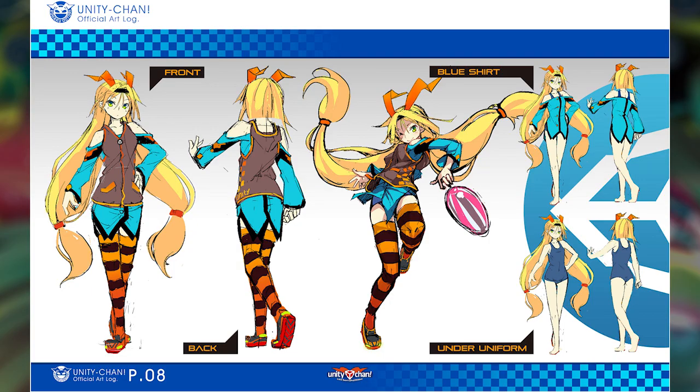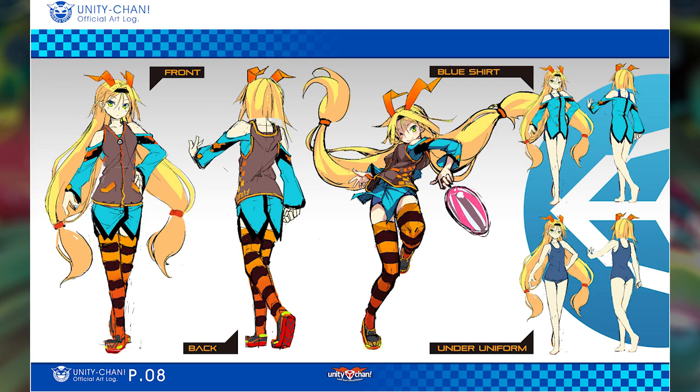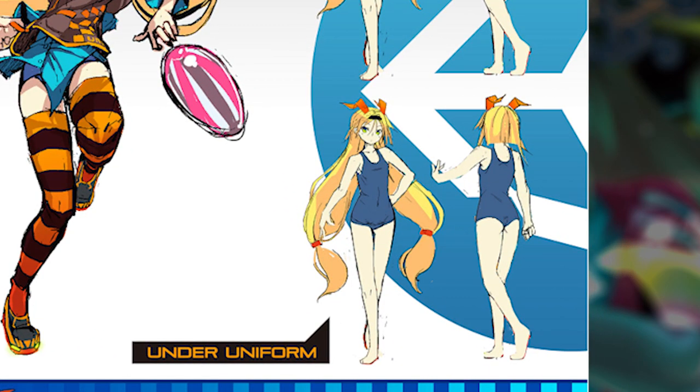He gave the new design for Unity-chan a color scheme based on a harbor, with the browns and oranges representing the docks, and of course the blues representing the ocean. She also really loves croquettes, which are like giant chicken nuggets, I think. Purportedly, NTNY's favorite part of Unity-chan's design is the fact that she wears a school swimsuit under her clothes.